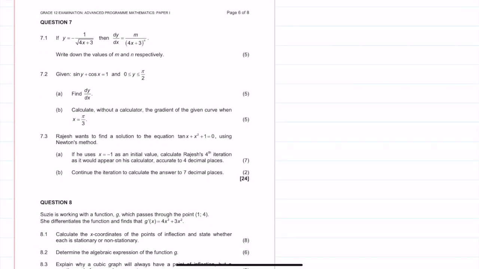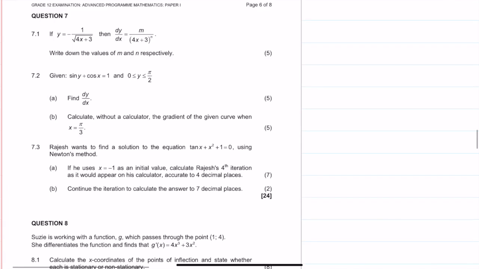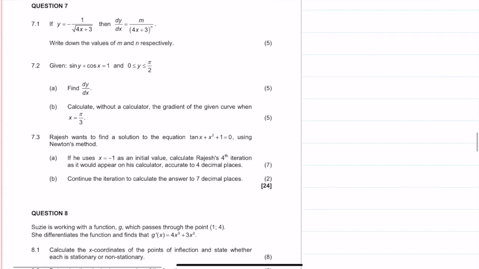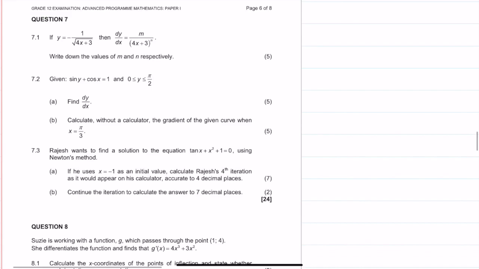We are going over the 2017 IEB AP Maths exam. This is the calculus and algebra exam, and question 7 is mostly on differentiation and using Newton-Raphson's method, or Newton's method. So let's get straight into the question.